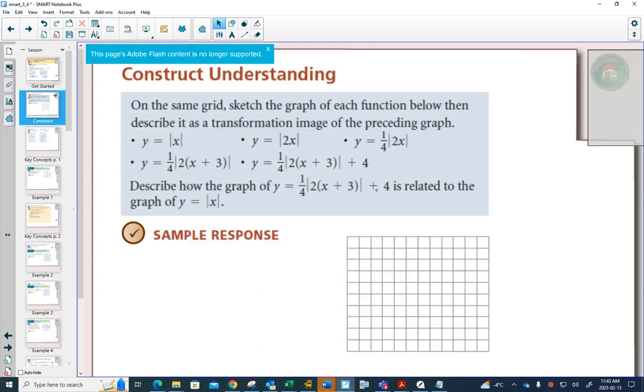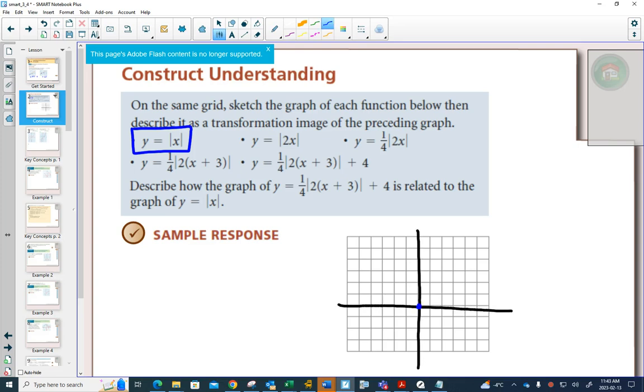And first of all, we're going to take the very original graph and we're going to draw it. So I'm going to add grid lines here. This is my absolute value graph. Label it y equals the absolute value of x.